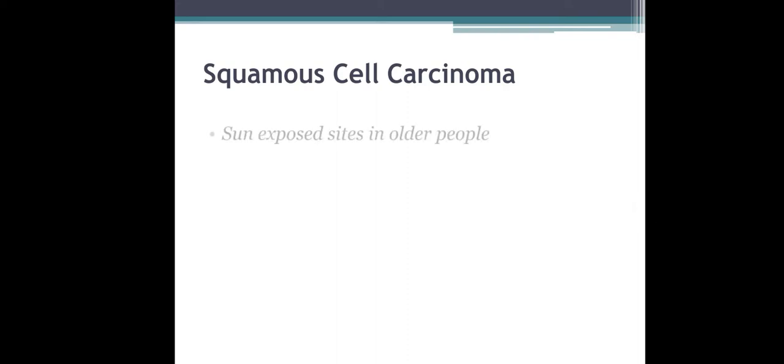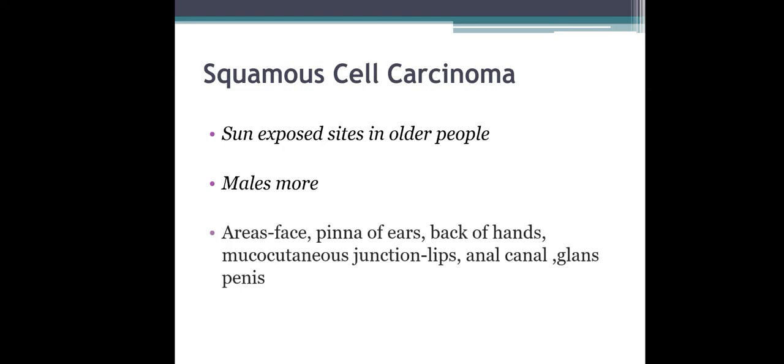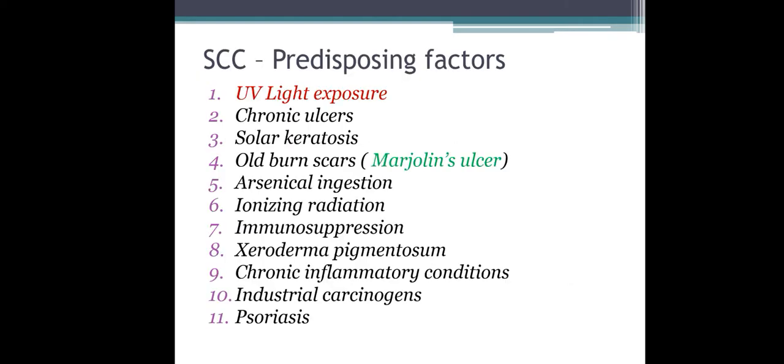Okay, so in skin, what are the risk factors? The most common is sun exposed sites, and especially the elderly age group. Squamous cell carcinoma is usually seen in elderly individuals, and also males. In the skin, it can be seen on the face, pinna of the ears, back of the hands, mucocutaneous junctions of the lips, anal canal, and glans penis. And it is associated with P53 mutation.